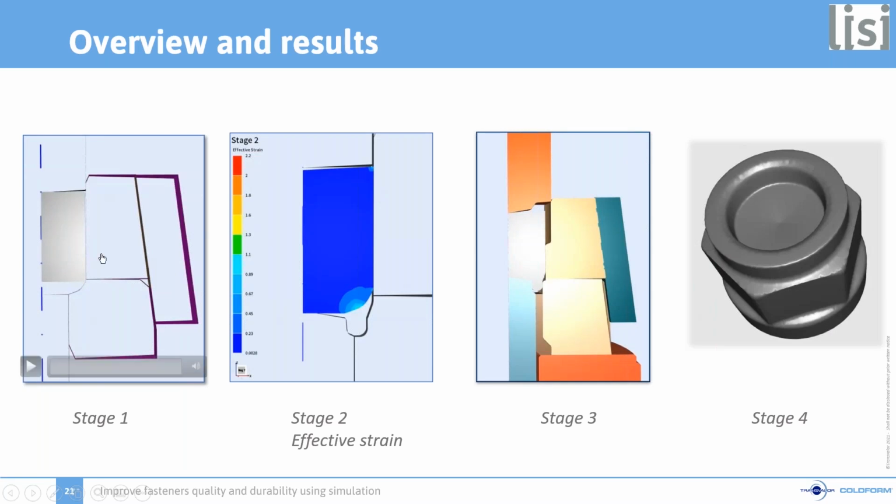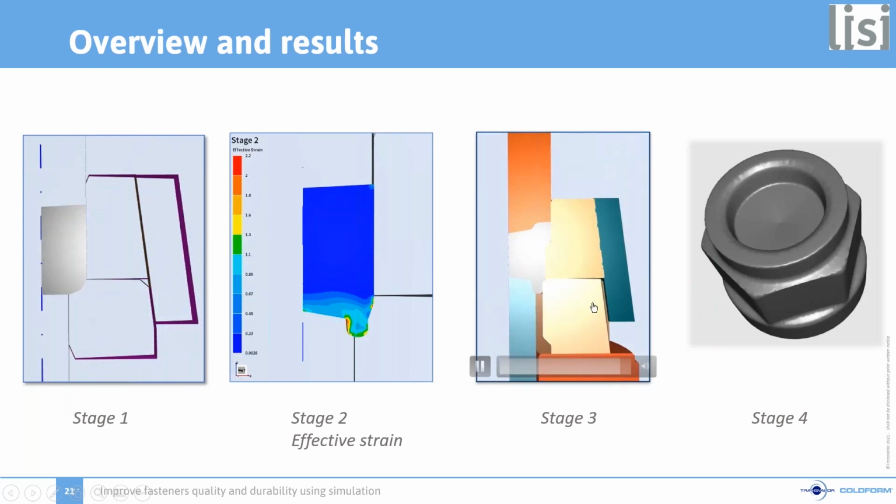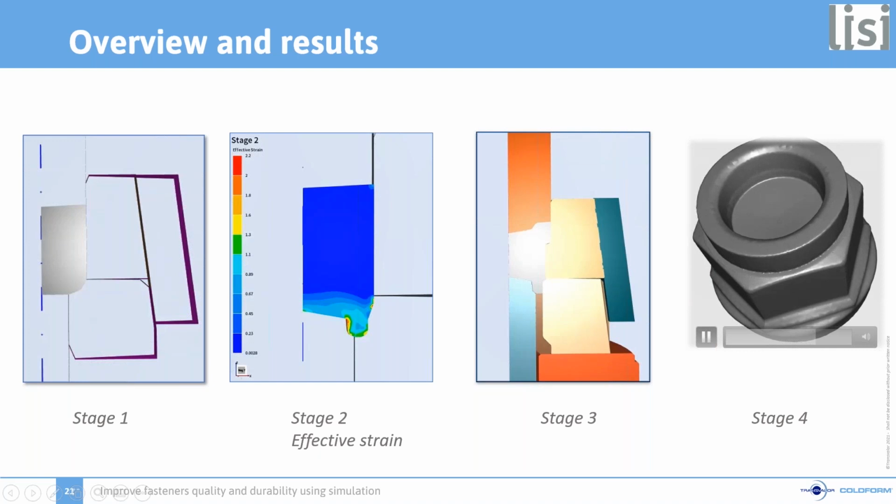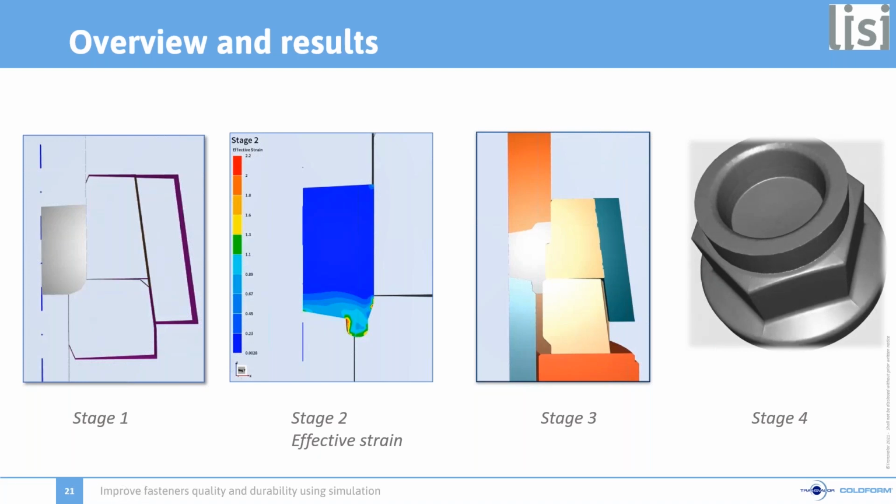The first stage can be calculated in 2D. This stage is very simple and results are obtained very quickly. As you can see in the second stage, COLDFORM allows you to verify the level of the deformation of the part. In the third stage, the simulation will be done in 3D. As you can see, we still have symmetry in the final bolt, so only a part of the bolt will be simulated. In the last stage, before the cutting, it is possible to check the risk of faults and the design of the tools.